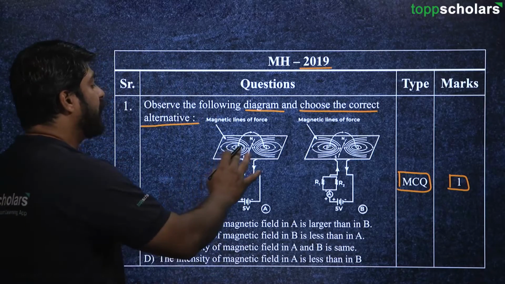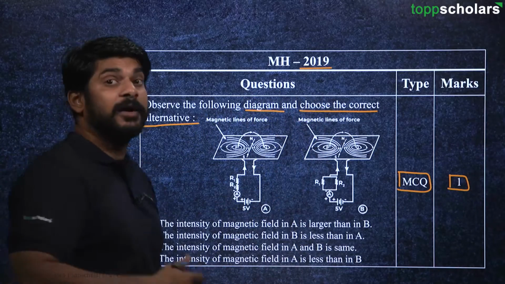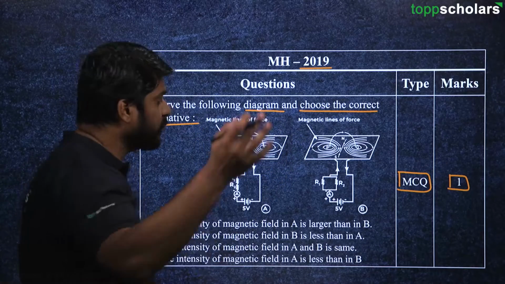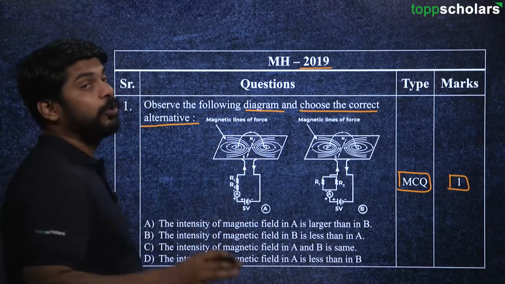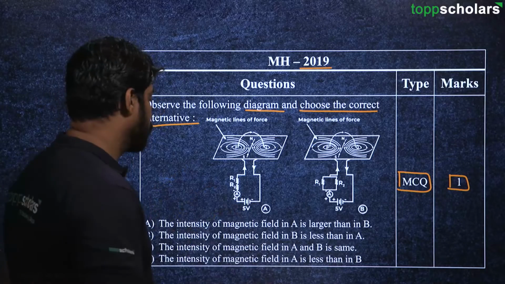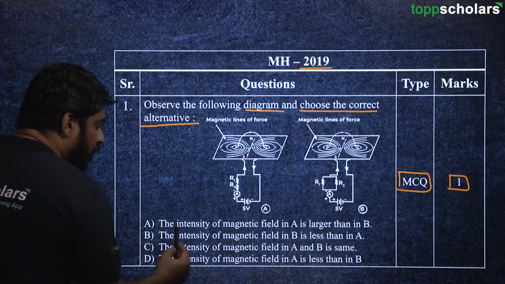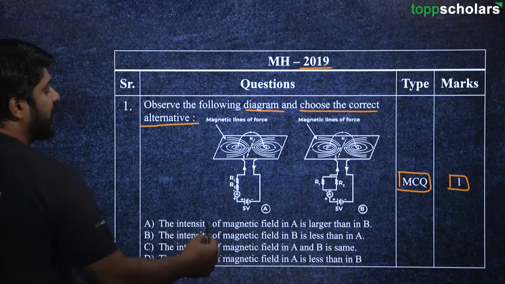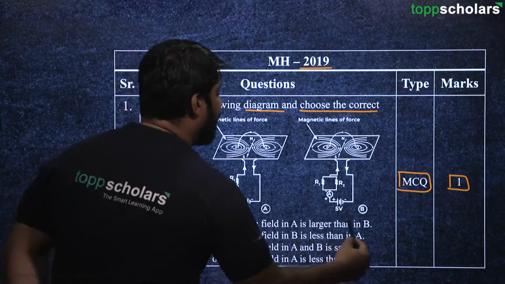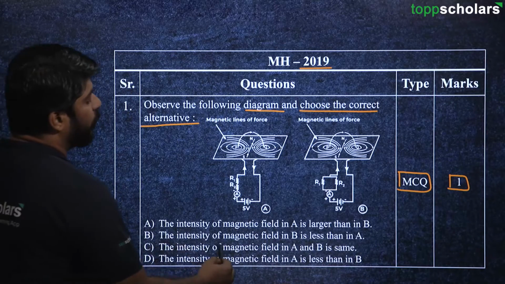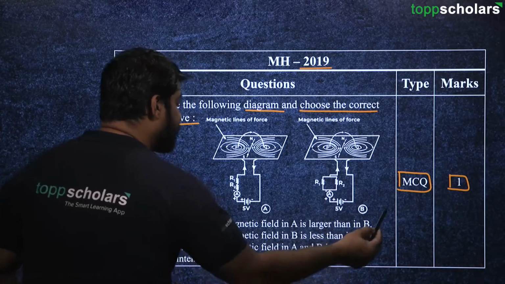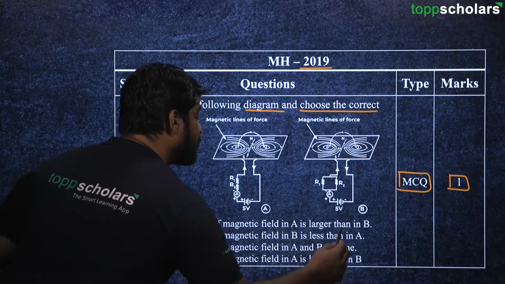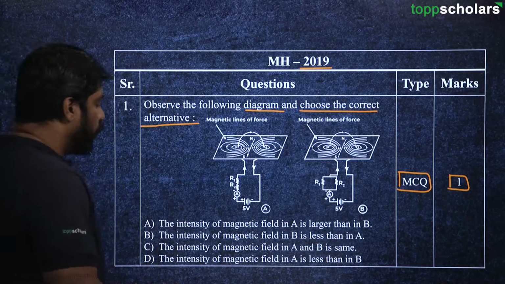So here we have to identify in which case the current is going to be maximum, and in whichever case the current is maximum, in that case itself the intensity of magnetic field is going to be maximum. So the options first of all are: the intensity of magnetic field in A is larger than in B, the intensity of magnetic field in B is less than in A, the intensity of magnetic field in A and B is same, and then the intensity of magnetic field in A is less than in B. So which of these is correct?